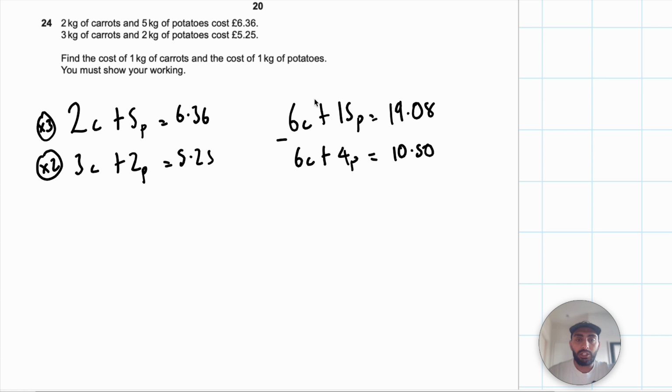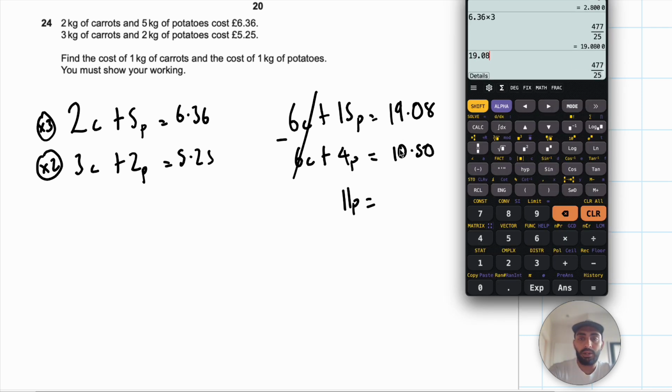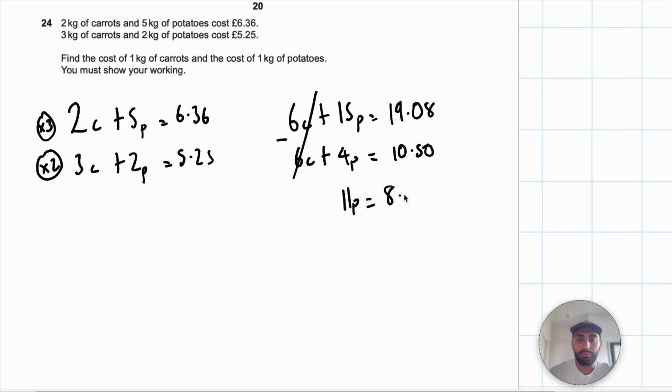If I take them away from each other, that'll remove the 6C's. So that's what I'm trying to aim for. I'm just wanting one variable. 15P take away 4P is 11P. I need to take these two away from each other. £19.08 take away £10.50, which is £8.58.